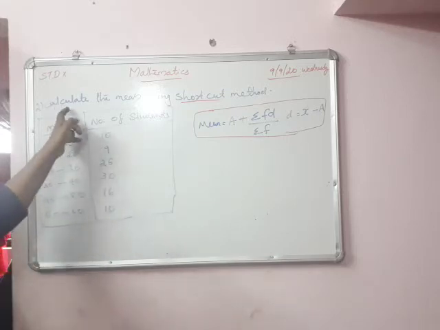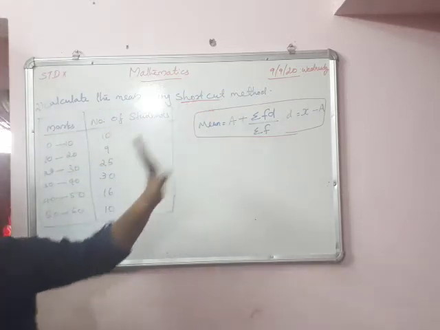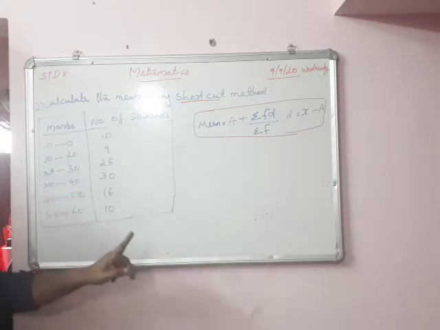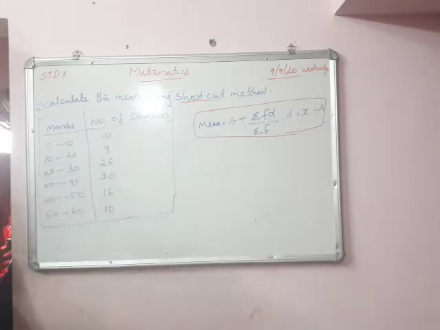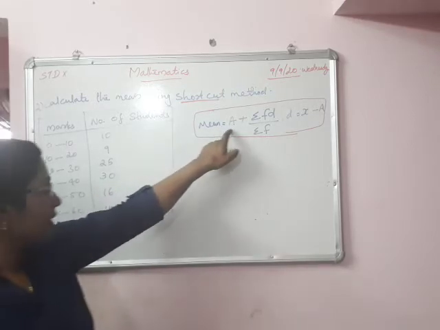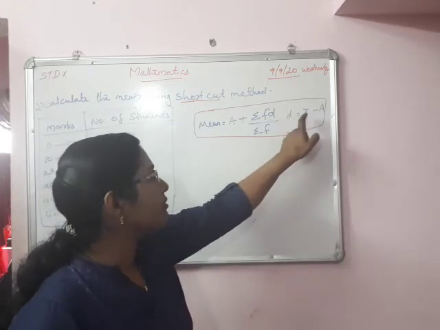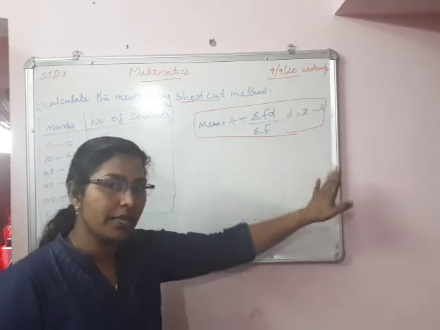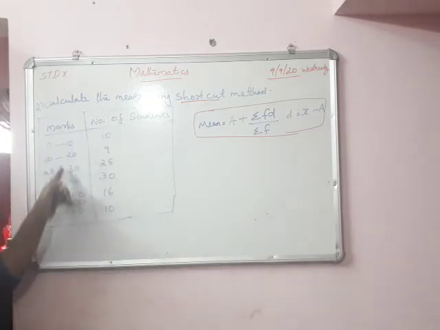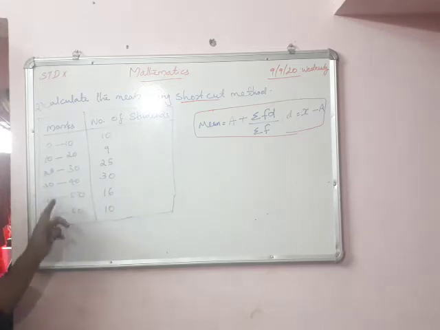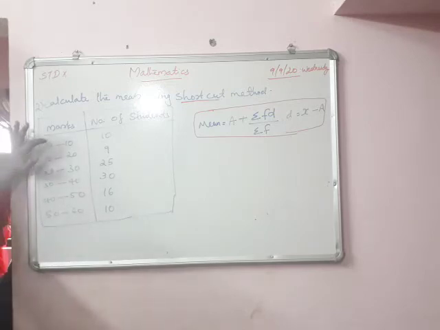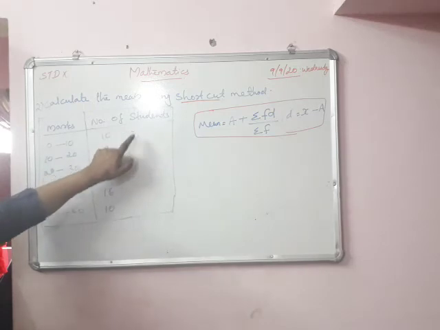The next question is, calculate the mean using the shortcut method. How can we find it? Shortcut method means a plus sigma fd divided by sigma f, where d is equal to x minus a. Here also it is given in a class interval: 0 to 10, 10 to 20, 20 to 30, 30 to 40, 40 to 50, 50 to 60. As in our previous question, we are going to convert it to x and f.